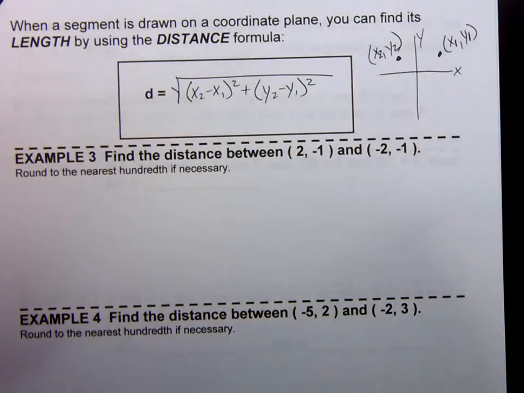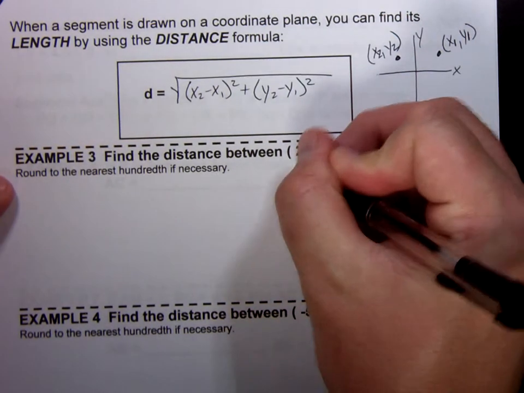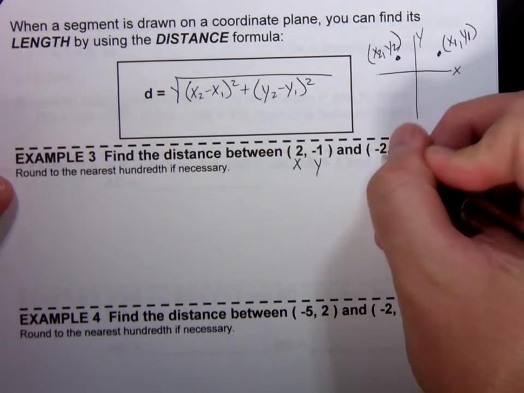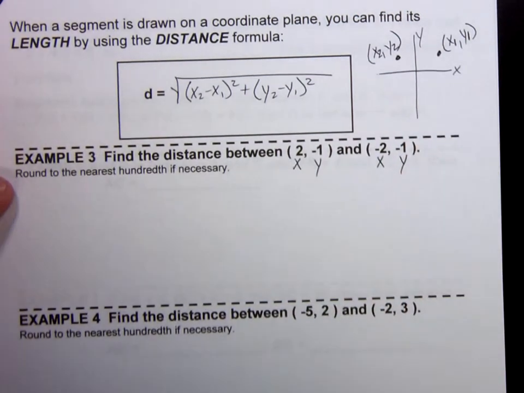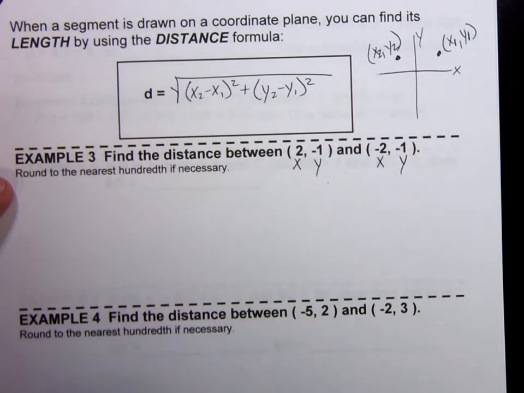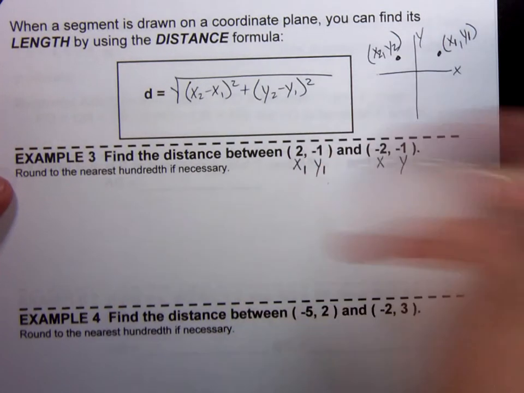Okay, so let's look at example 3. We want to find the distance between these 2 points. X is always the first number in an ordered pair, Y is always the second number. It does not matter which one of these is point number 1 and which one is point number 2. It does not matter at all. But the X and Y from the same point should have the same number.